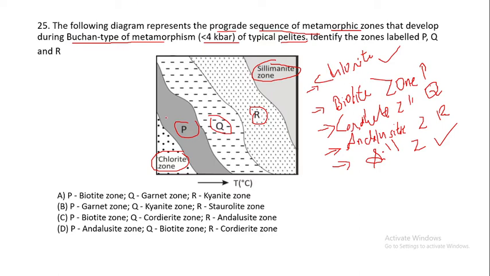So which option will it be? P is the biotite zone, Q is the cordierite zone and R is andalusite. So option C will serve the best. Why? Because P is biotite, then Q is cordierite, and R is andalusite. So this will be the answer for this question. This is Buchan type of metamorphism: chlorite zone, biotite zone, cordierite zone, andalusite zone, and sillimanite zone.